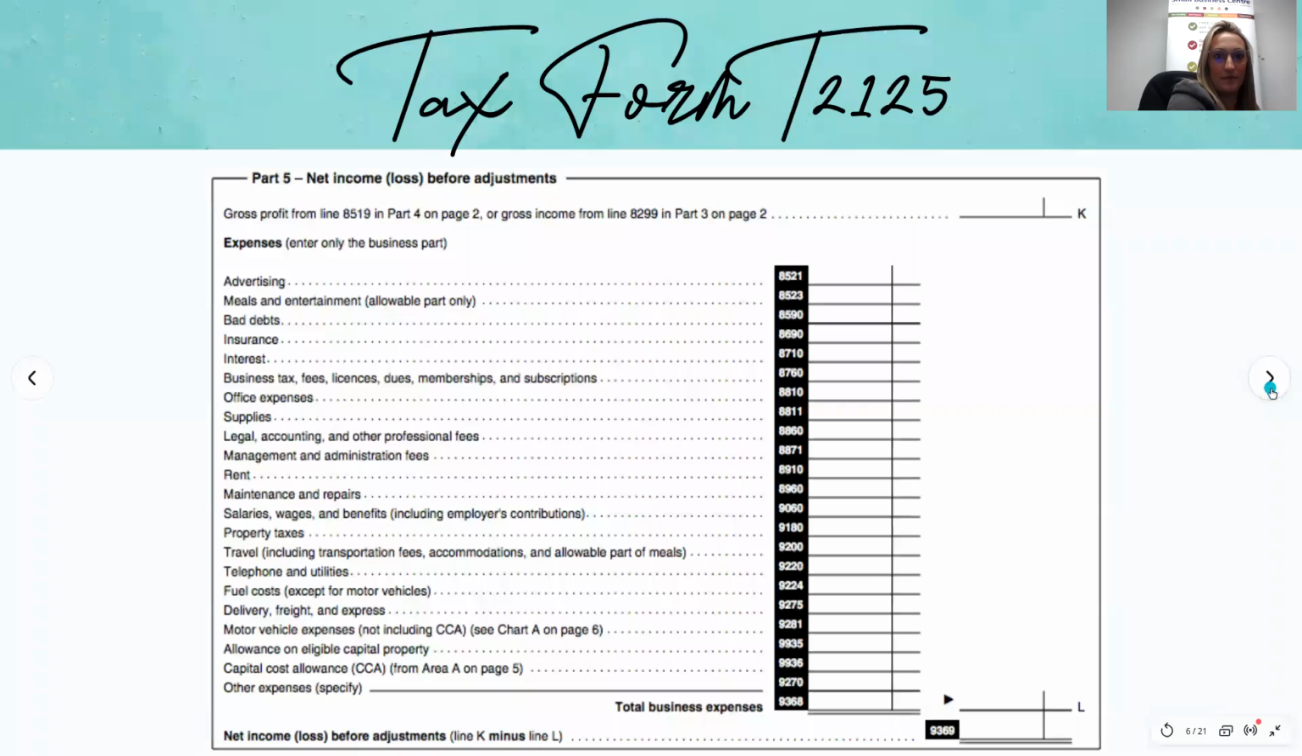Okay, so this is what your T2125 looks like. Most people will never see this because nobody does paper transactions anymore. But these are just a list of the categories. And this is what the government asks for on your taxes as a breakdown of what you've spent in your business. So basically, it's just laying out the same categories that we just went over.